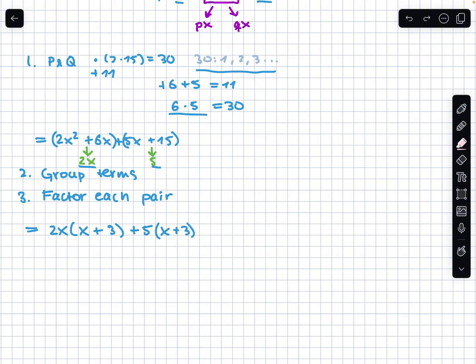Now, the important thing about these two brackets that you find is that they actually have to be the same. If you reach this point and they're not the same, then you'll know that you've probably made a mistake.